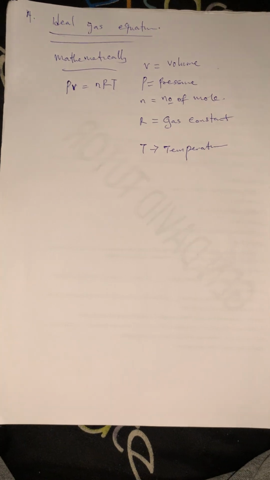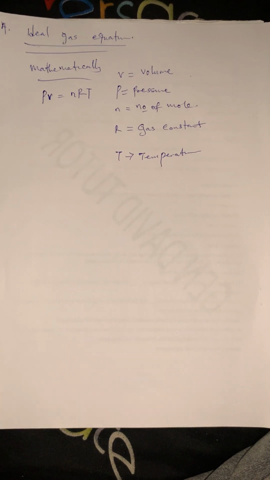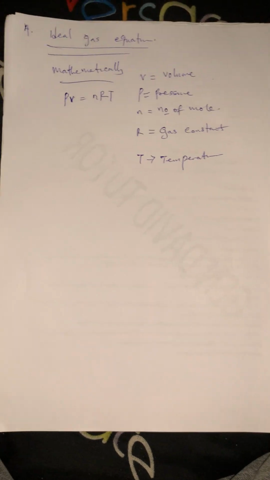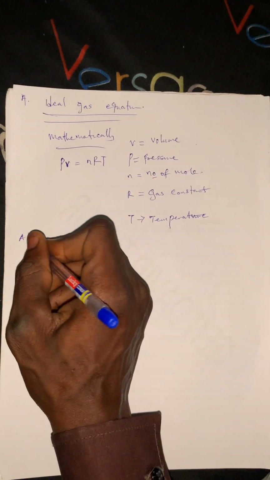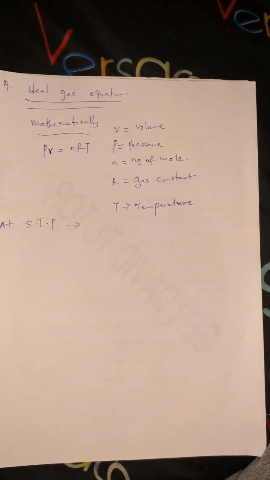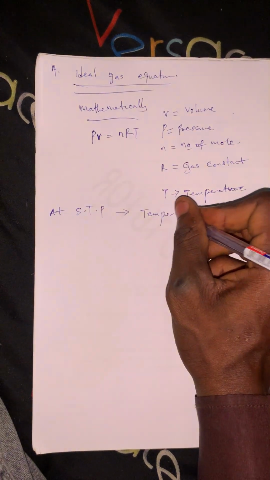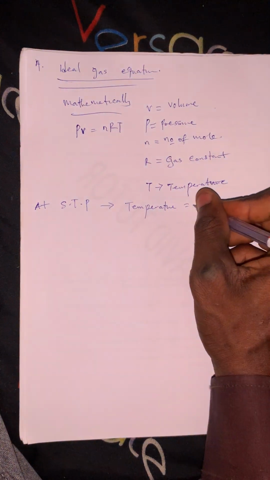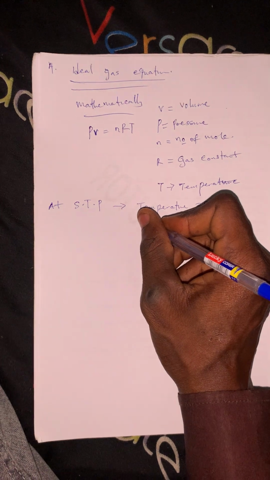Now take note. We all know that we have what is known as STP. So at STP, which means standard temperature and pressure, your temperature has a constant value, which is 273 Kelvin.